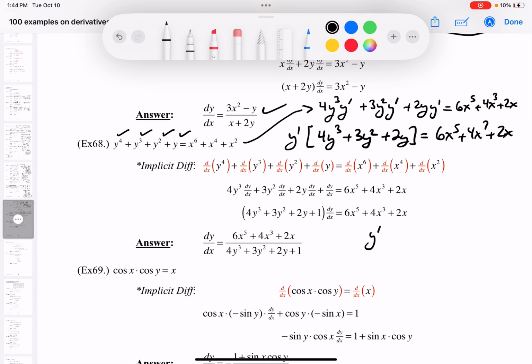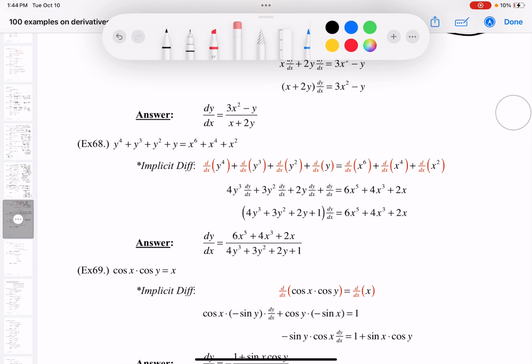Let's write this down now. y prime, I'm going to divide both sides by the coefficient of y prime, which is 4y cubed plus 3y squared plus 2y. Oh, you know what? I just noticed that, and I want to go back over it because I did make a mistake. I want to correct it. How do you correct things? You go back over them and correct them.